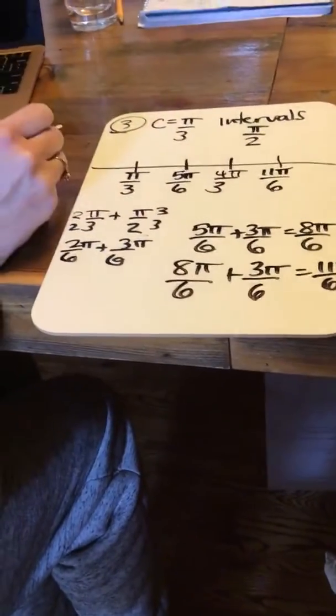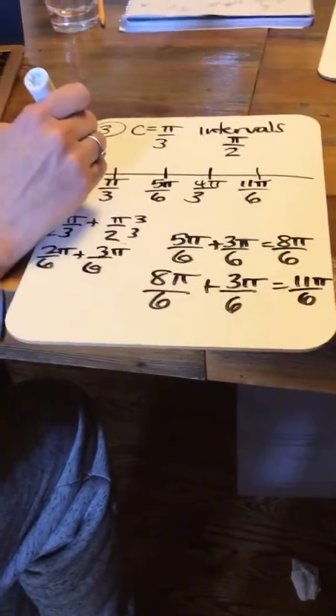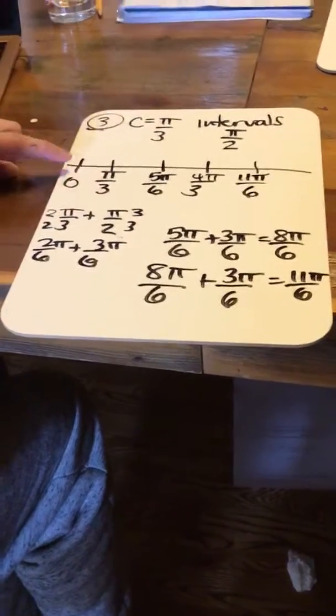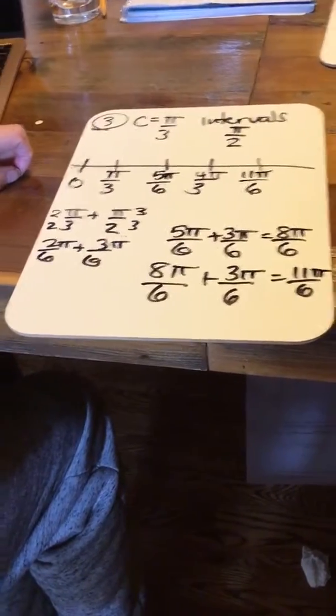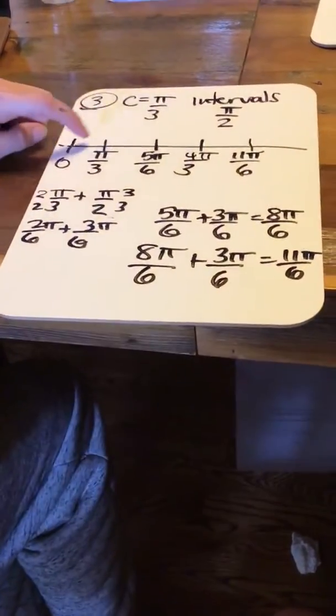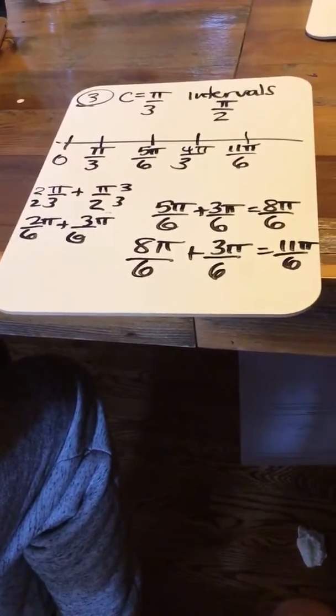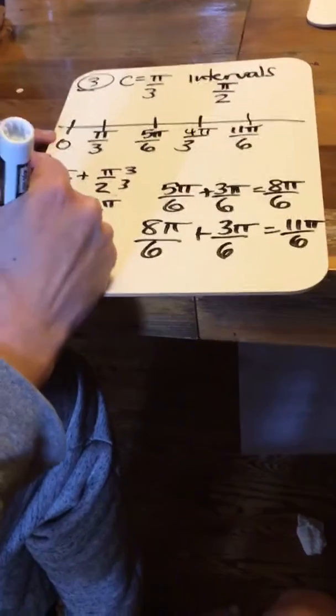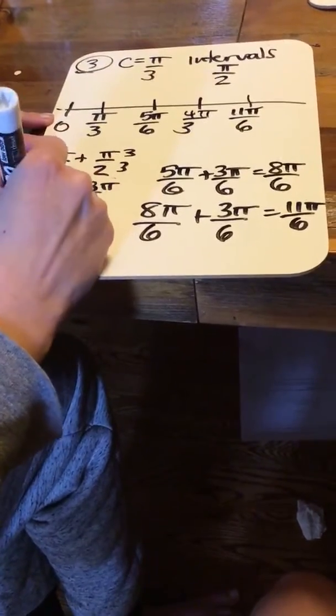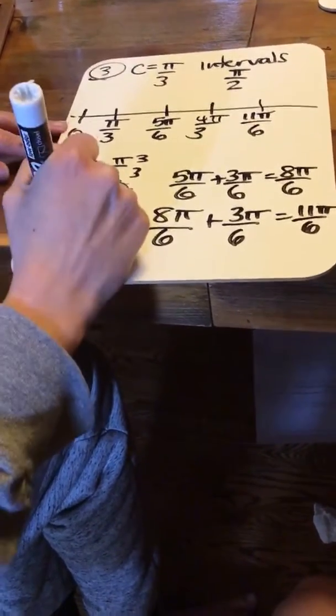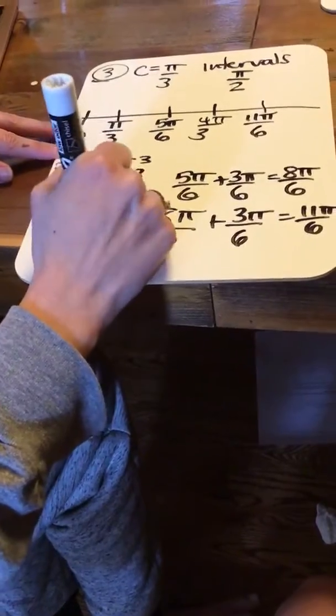And then I'd have to also go backwards. So think about it. If this is 0, I'm not going to be plotting points on 0, because the distance between these two is not going to be my correct distance of pi over 2. So if I wanted to go backwards, I'd have to subtract. So I'd have to say pi over 3 minus pi over 2.